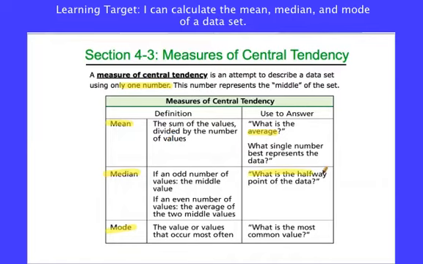Okay, median, we talked about this with the quartiles and everything like that. What's the halfway point of the data? A little key point here to remember: with an odd number of values, it's the middle value. If it's an even number, then it's the average of the two middle values. Mode is the most common. So very, very easy stuff there.